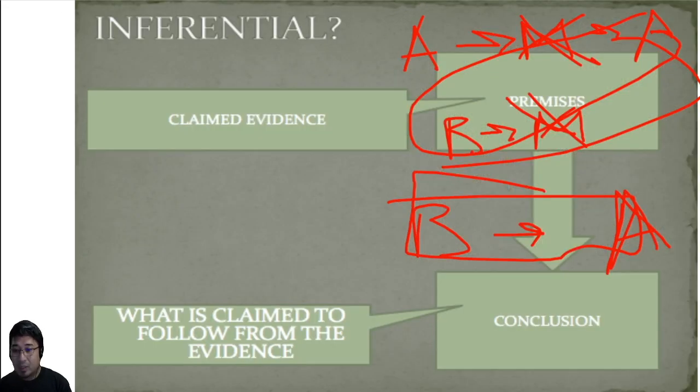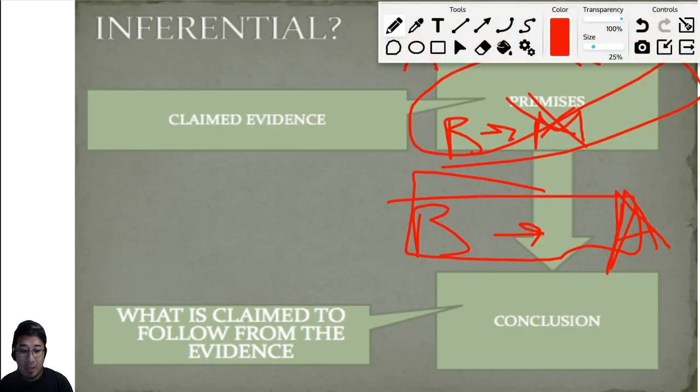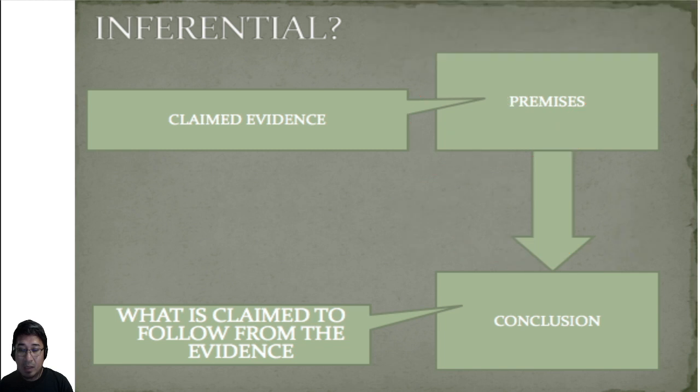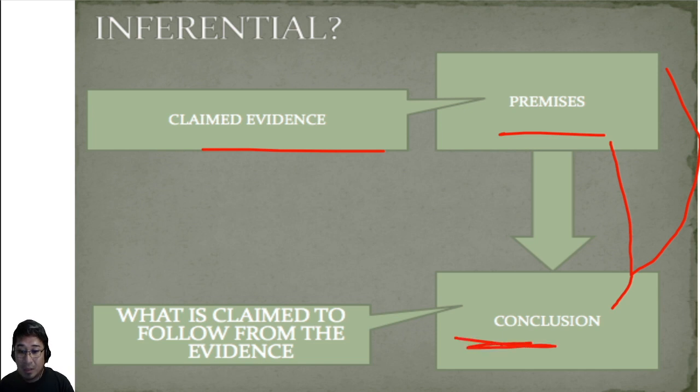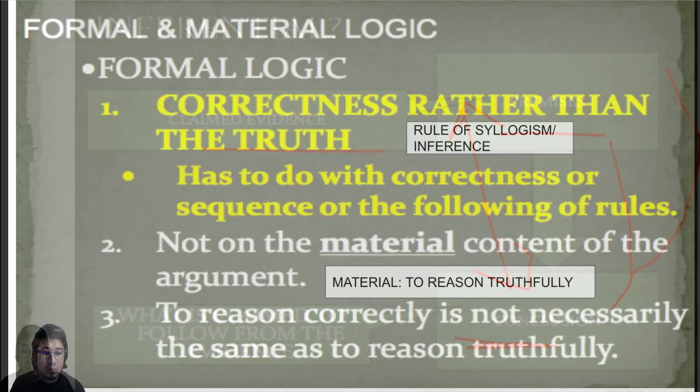Ang inference natin here is, ang illustration natin for inference is like this. Sa premises natin, ito yung syllogism natin. Yung conclusion nagmula dito sa premises natin. Why? Because the premises is our claimed evidence. So what is claimed to follow from the evidence? Magkadugtong parati yung conclusion at saka yung premise. Yan yung component or part ng isang argument.